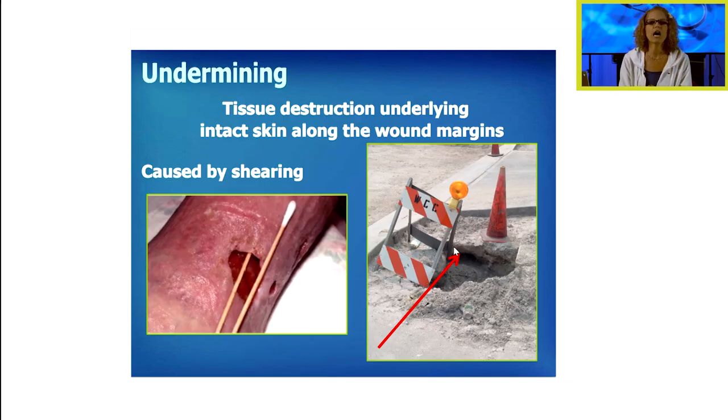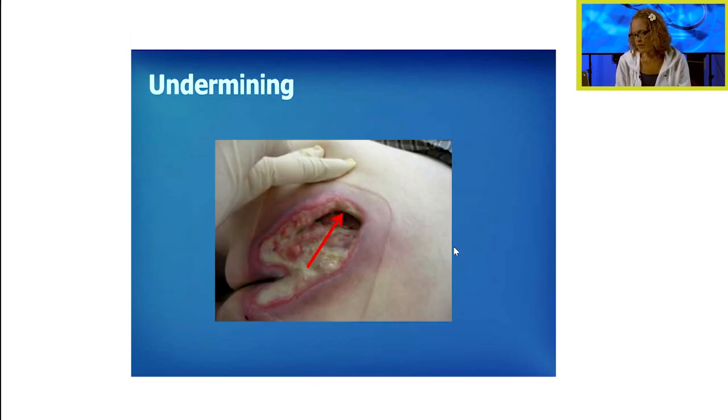There's also something called undermining, and this is when tissue destruction is underlying the intact skin along the wound margin. What we see here is a Q-tip that has been inserted into this area, and what we see on the outside is how deep that Q-tip is going in. The Q-tip on the inside is put in until it stops, and then we pull that out and measure it, and here we can see on the outside how deep that tunneling, or I'm sorry, that undermining goes. Okay. Here's another example of undermining.